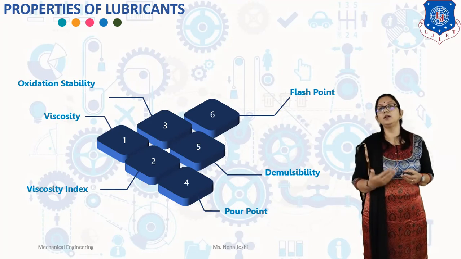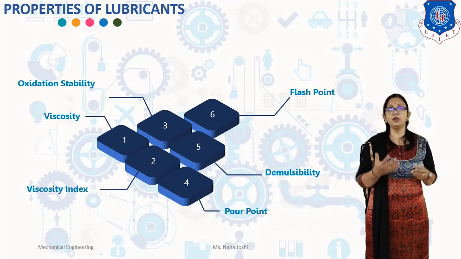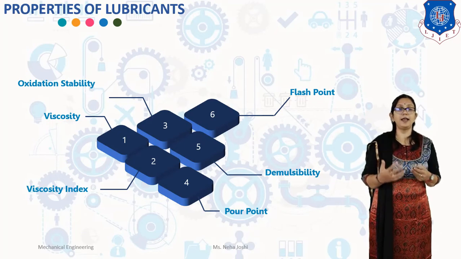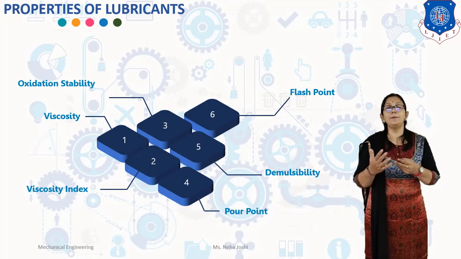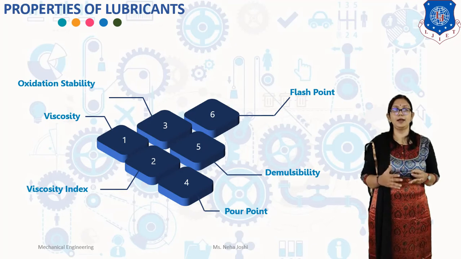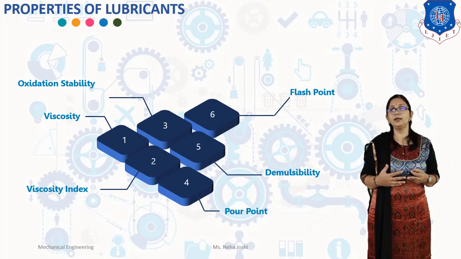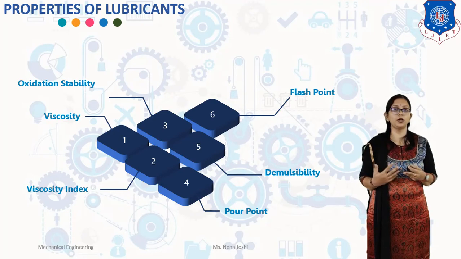The next one is demulsibility. This is the ability of lubricant to separate from water. And the last one is flash point. The temperature at which a lubricant will ignite when heated and mixed with air, but the flame is not sustained. While there are other properties to consider when choosing a lubricant, these are often considered the most important properties.